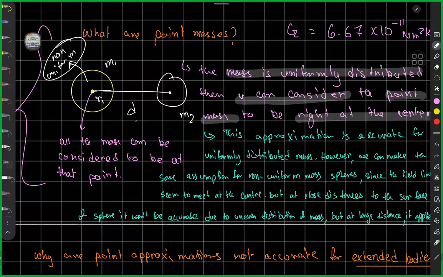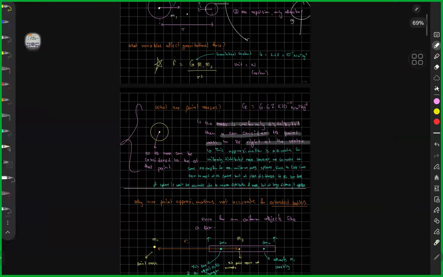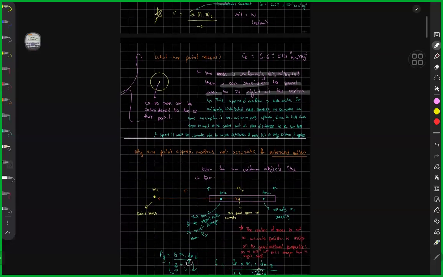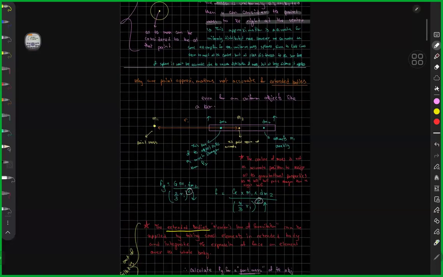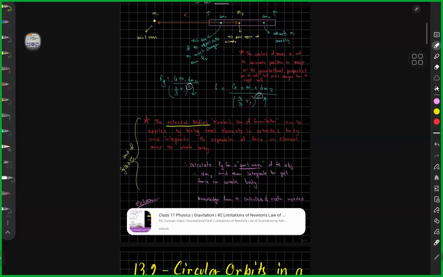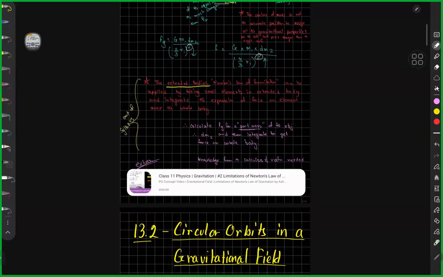But for imperfect spheres or non-uniform bodies, for example, Earth, if your distance is very close to the radius itself, then your point mass approximation may be invalid. This is what I'm telling you. I haven't seen such a question, but I'm just telling you in case the question asks you that. So in those cases, point mass approximations are not valid. So extended bodies, you can look into this video.